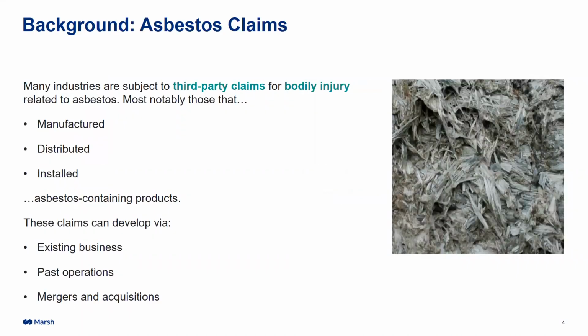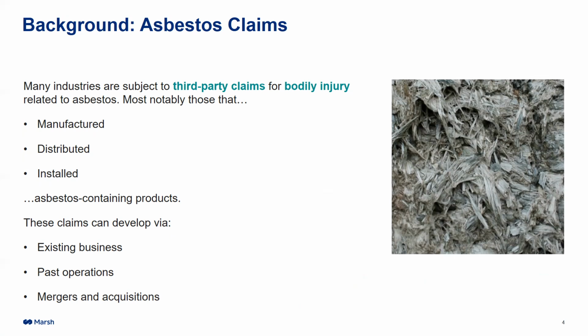Thanks, Jim. Next slide. So why are we here talking today? The bottom line is a lot of industries in North America are subject to third-party claims for bodily injury related to asbestos. We can all think back to when we're watching TV and the asbestosis and mesothelioma advertisements come up. And the bottom line is, again, a lot of people are subject to this possible risk because if we look at how asbestos was used historically in North America, it comes up in three different situations.